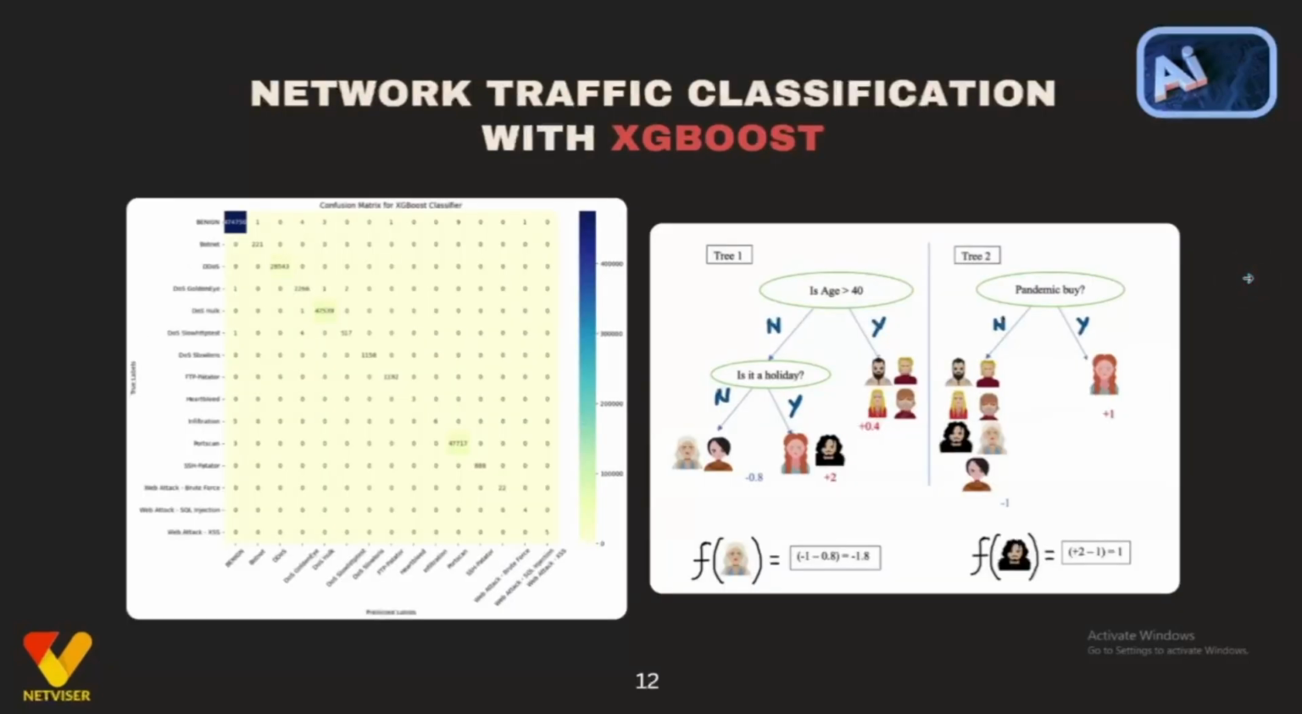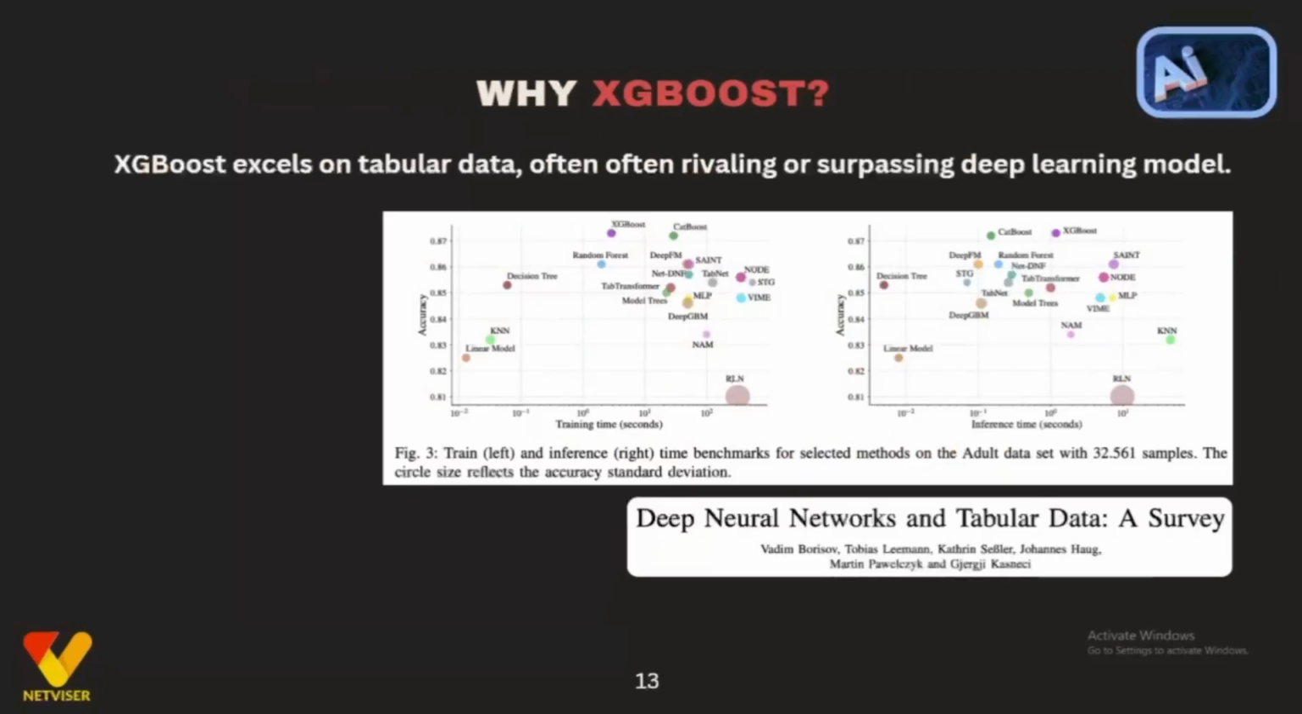And for network traffic classification, we will use the XGBoost model. The reason that we use the XGBoost model is because it excels on tabular data, often rivaling or surpassing the deep learning models referenced from the research papers.